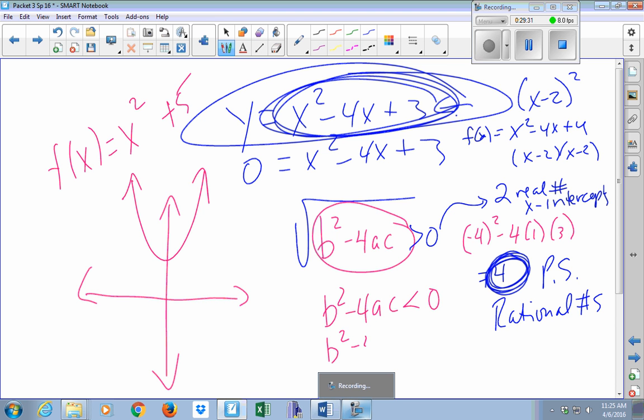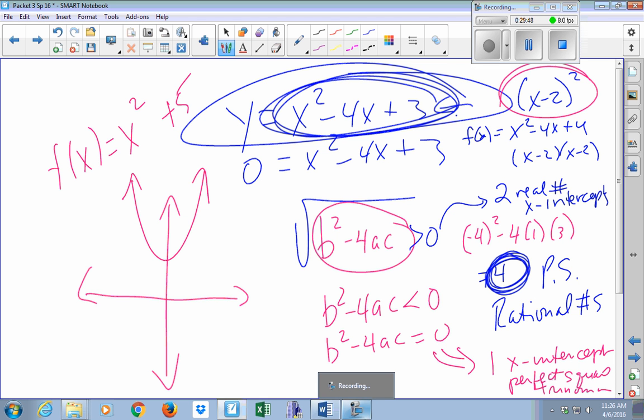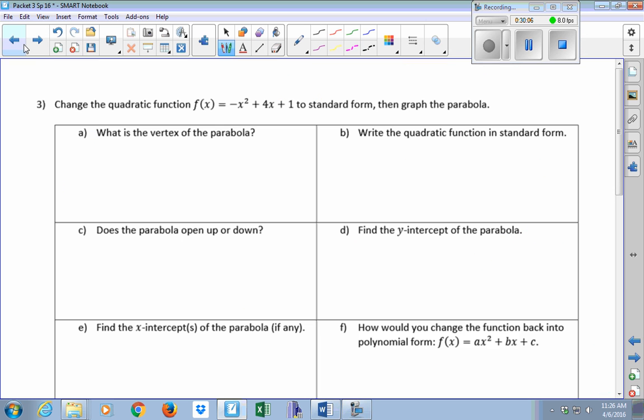And when b squared minus 4ac equals 0, that's when you have just one x-intercept. And that only happens when you have a perfect square to begin with, a perfect square trinomial. Or if it's in factored form, you can tell it's a perfect square. That's probably a little more information than you need, but it's nice to put together everything we've been talking about with quadratics. So let's work with this on the next problem.